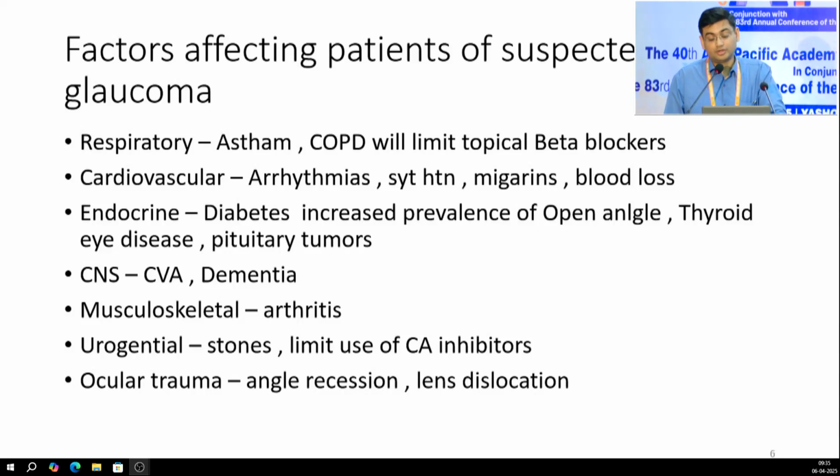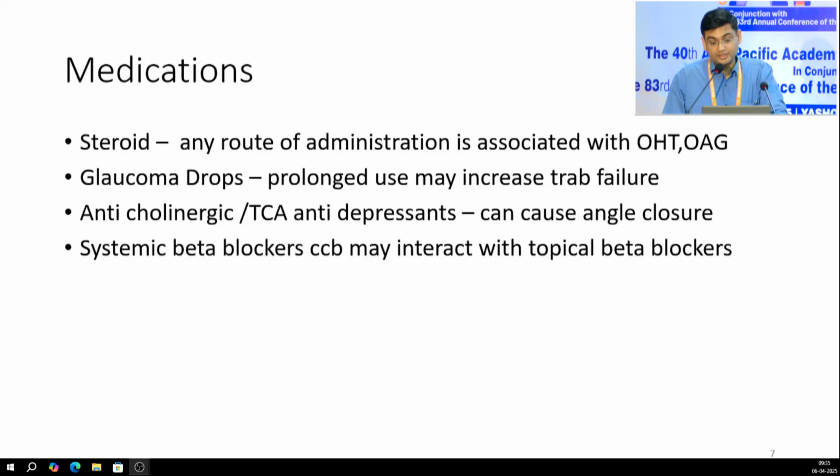Then any history of ocular trauma can lead to angle recession or lens dislocation, so the management will change. And a steroid by any route of administration is always associated with ocular hypertension or open angle glaucoma. In such cases, the treatment differs. We have to minimize the use of steroid. Then prolonged use of glaucoma drops may increase trabeculectomy failure. Plus, a patient already on anticholinergics or tricyclic antidepressants can develop angle closure. And a person already on systemic beta blockers and calcium channel blockers for hypertension will have interaction with topical beta blockers.